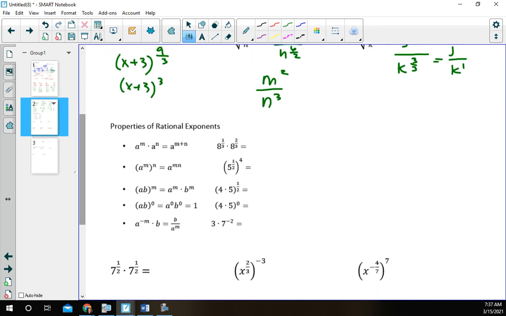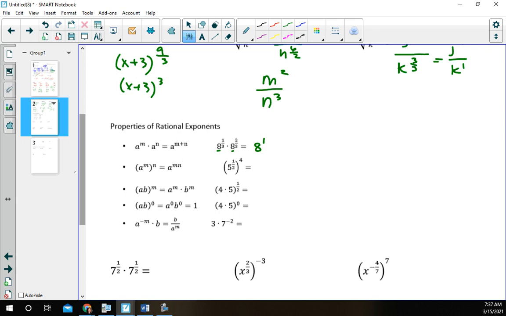Okay, so our exponent rules. This is our trip back to I am 9, I am 1. When you multiply things with the same base, you add their exponents. So notice the 8s are the same. When you multiply things with the same base, you keep the base. You do not multiply the bases. You just take 1/3 plus 2/3, which is 1.